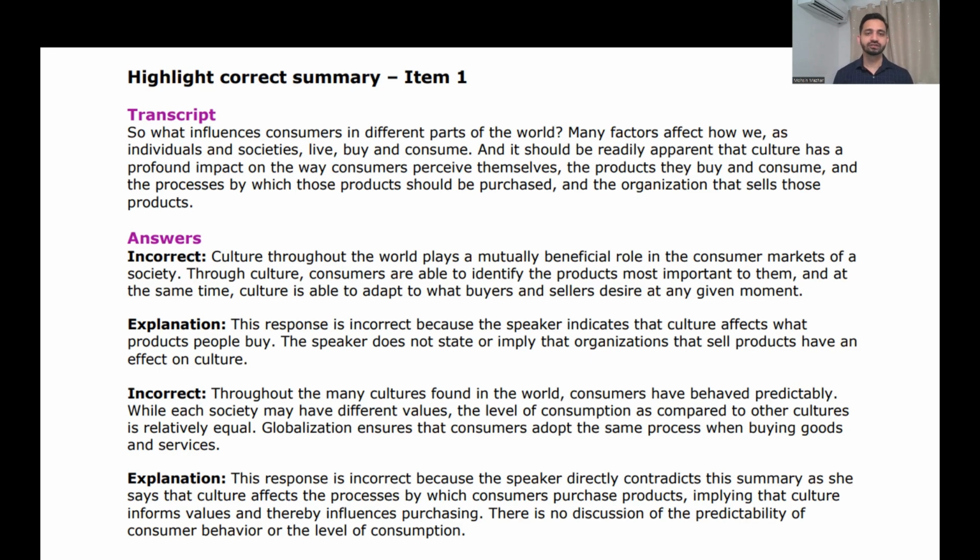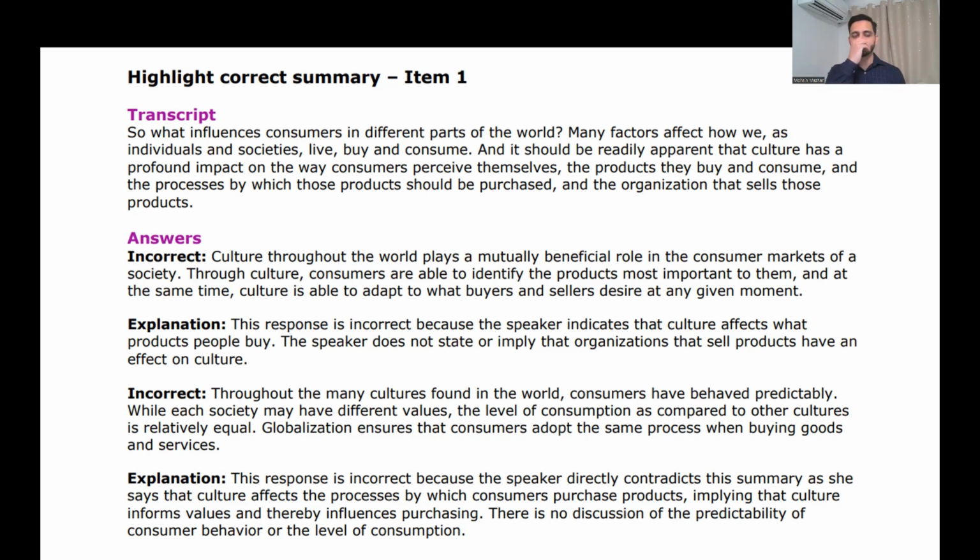So what influences consumers in different parts of the world? Many factors affect how we as individuals and societies live, buy, and consume. And it should be readily apparent that culture has a profound impact on the way consumers perceive themselves, the products they buy and consume, and the processes by which those products should be purchased, and the organization that sells those products. Number one, culture throughout.